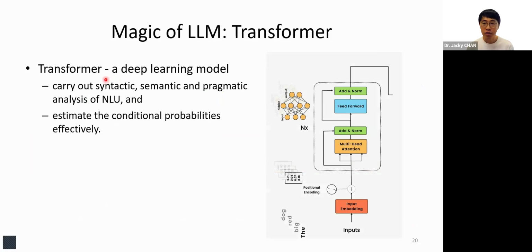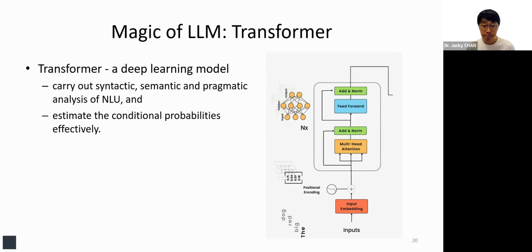Okay, the magic behind LLM is the transformer. Let me remind you again, this is a deep learning model. We are not going to learn the details, but at least we know that the transformer is the magic behind LLM. This is the core technology. The transformer can carry out the syntactic, semantic, and pragmatic analysis of NLU, and is also able to estimate the conditional probability efficiently.